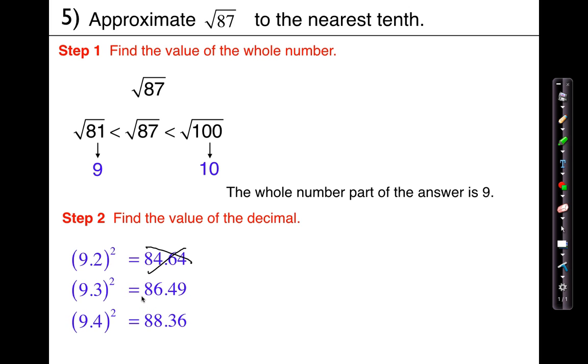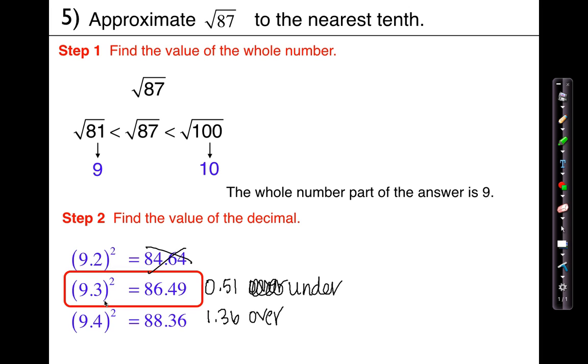9.4 squared is 88.37. So real quick, let's check. This one is, let's say, 51 hundredths over. And this one is about 1 and 36 hundredths over. Whoops, I meant under here, not over. So automatically, I'm going to go ahead and say 9.3 is my answer. So I'm going to say square root of 87 is approximately 9.3. So please make sure you're double checking. You should have two numbers as your baseline.